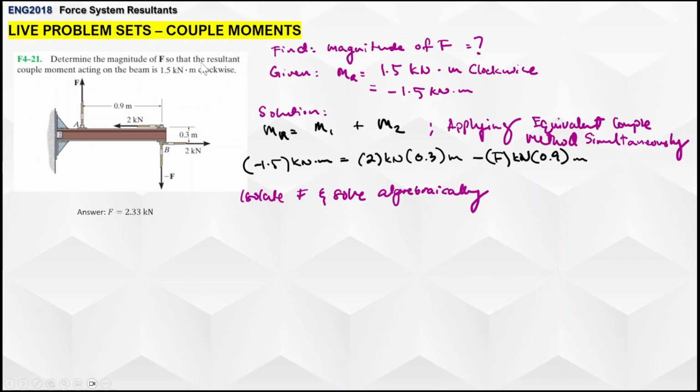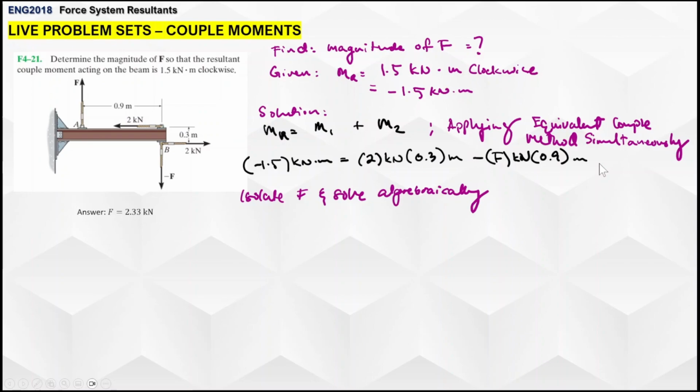Equals to, let's just say our 2 kilonewton here is our moment 1, and apply the equivalent couple method. That's 2 kilonewtons, so that's going in the counterclockwise direction. So 2 times 0.3, that's the equivalent couple method. You just multiply the entire thing. 2 times 0.3, that's kilonewton meter, and now minus force F, minus because it's going in a clockwise direction. So minus force F kilonewtons times its perpendicular distance 0.9. Okay, so that's the equivalent couple method.